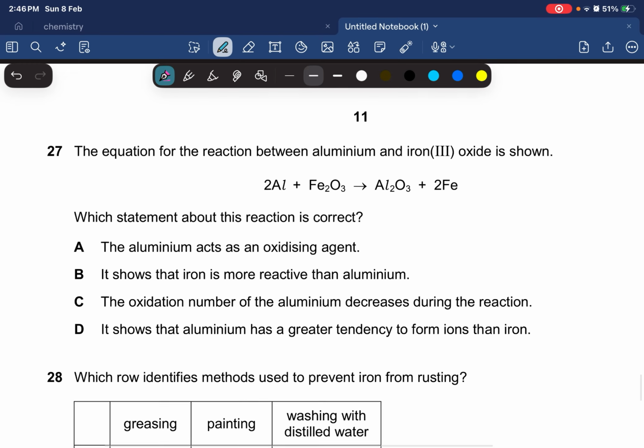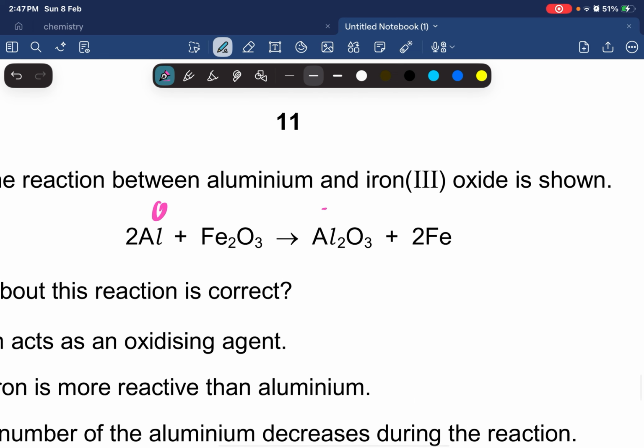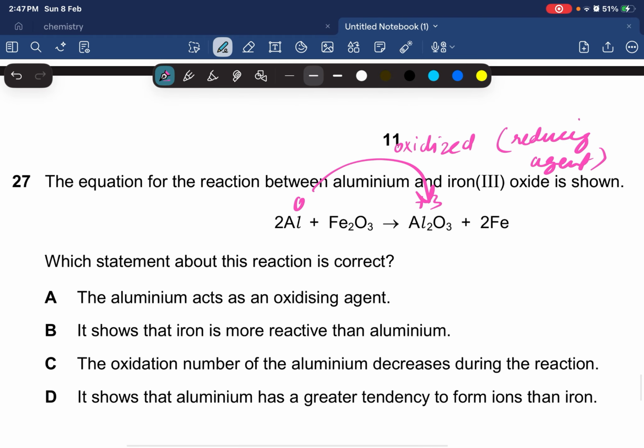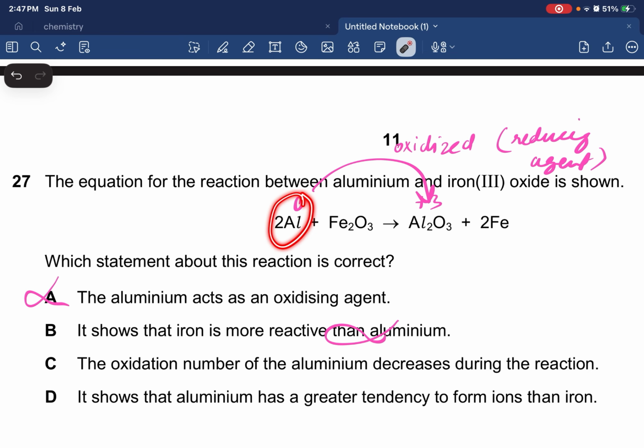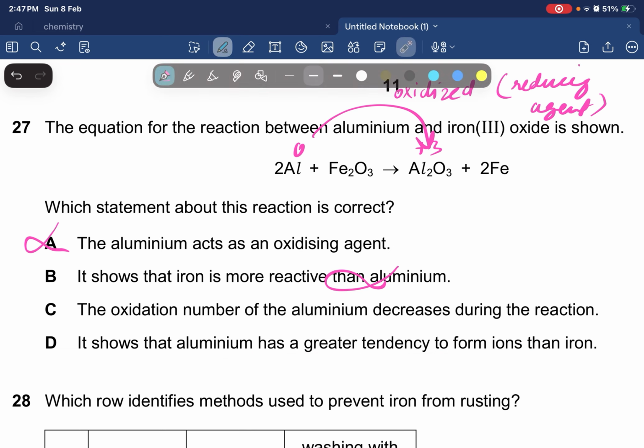The equation for the reaction between aluminum and iron oxide is shown. Which statement is correct? The aluminum acts as an oxidizing agent. From going from 0 to +3, it is itself being oxidized. The substance that itself oxidizes is a reducing agent. It shows that iron is more reactive than aluminum. It shows aluminum is more reactive, because aluminum is displacing iron from iron(III) oxide, forming aluminum oxide and throwing out iron. The oxidation number of aluminum decreases during the reaction, bro. It increases from 0 to +3. It shows aluminum has a greater tendency to form positive ions. Yeah, aluminum is more reactive.